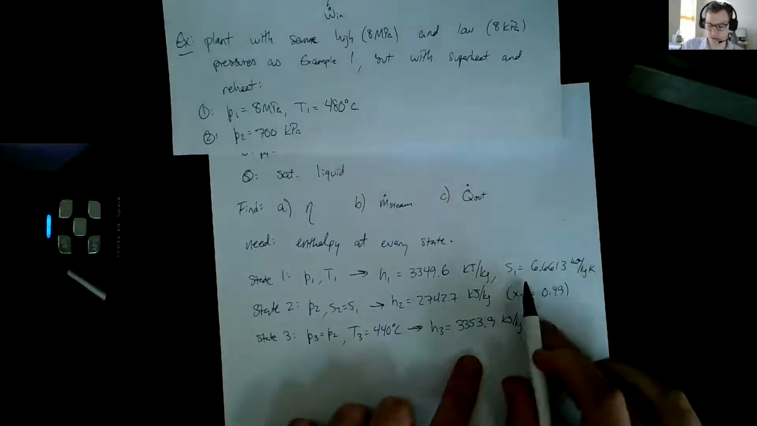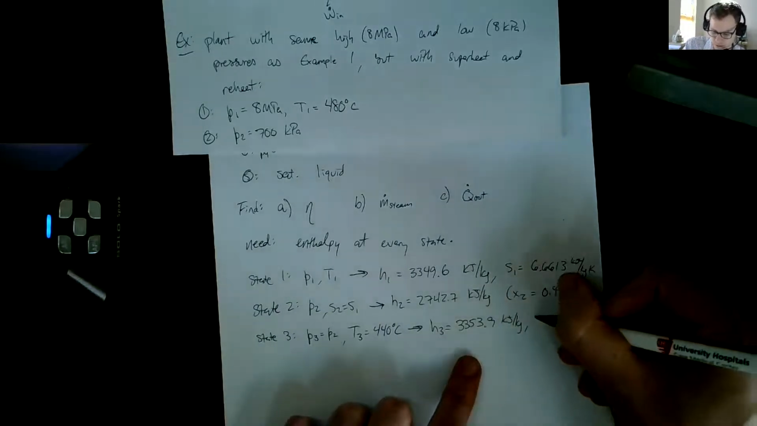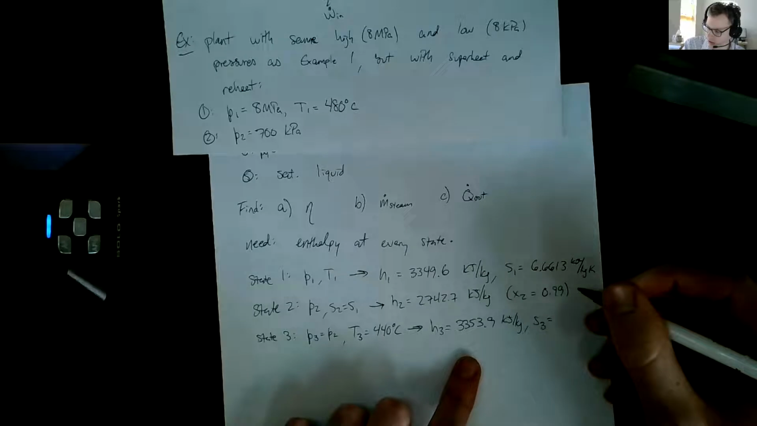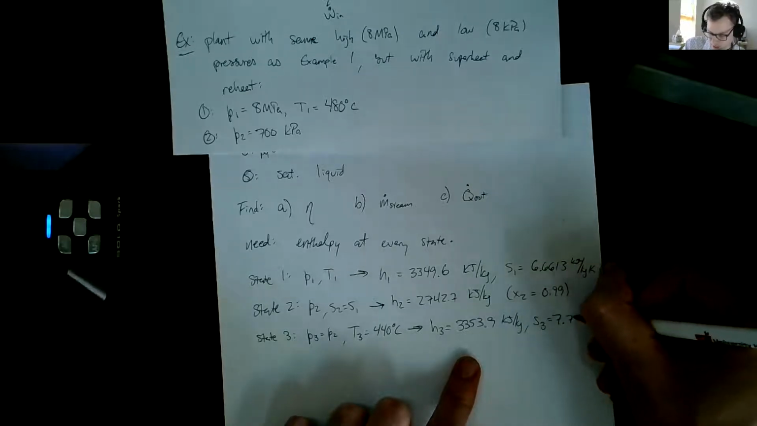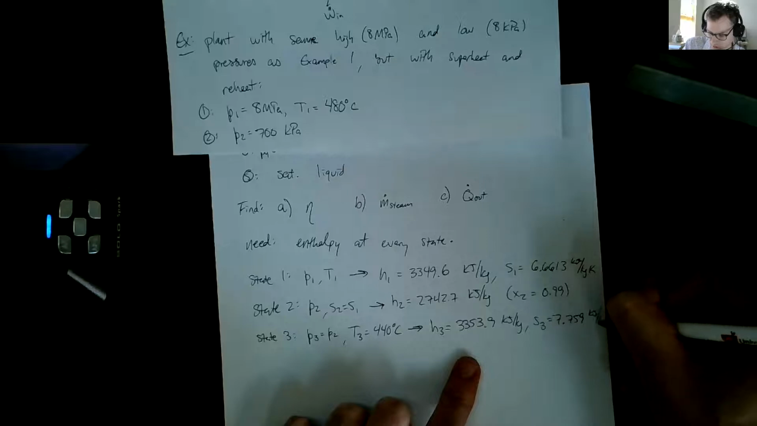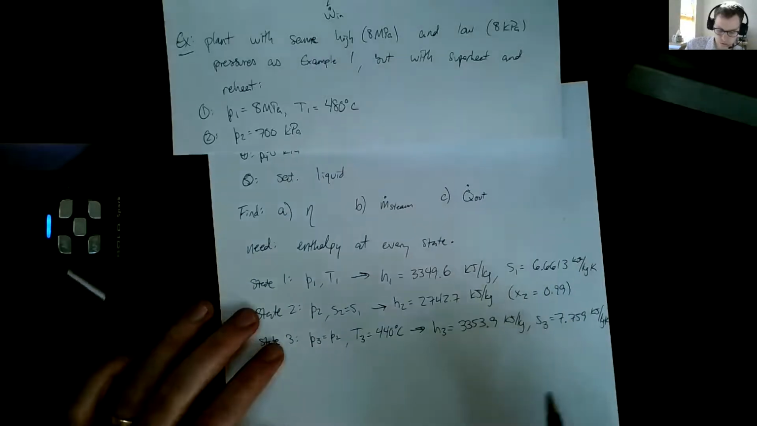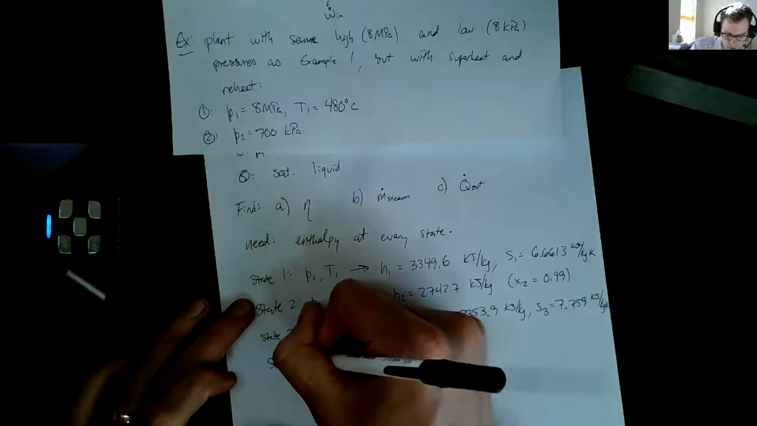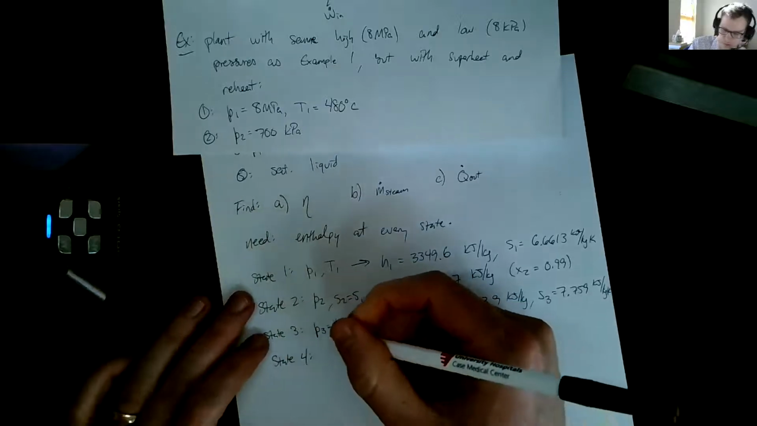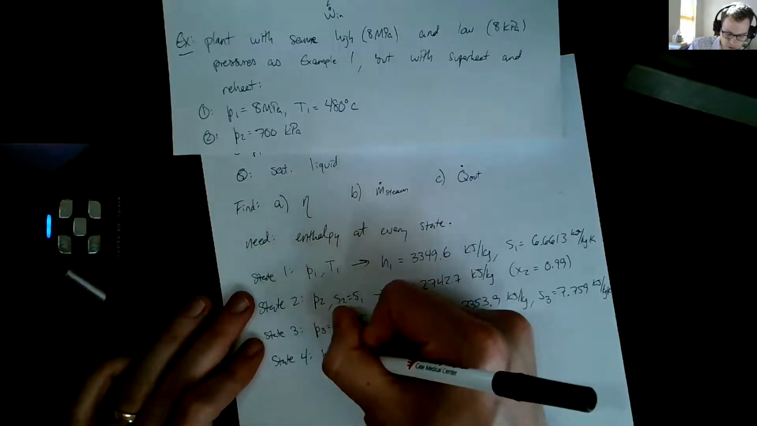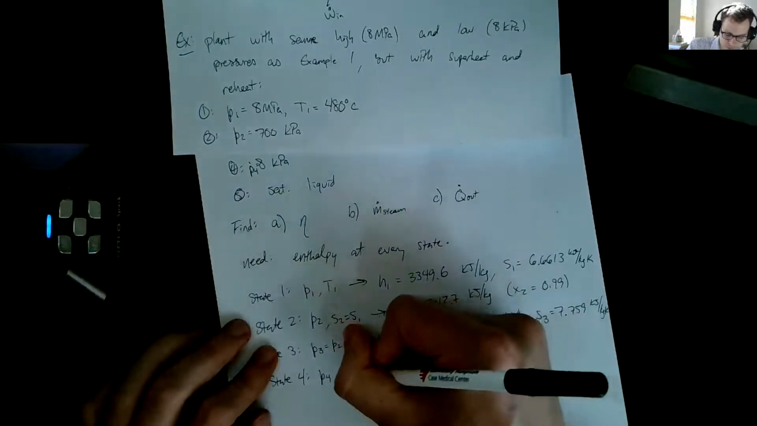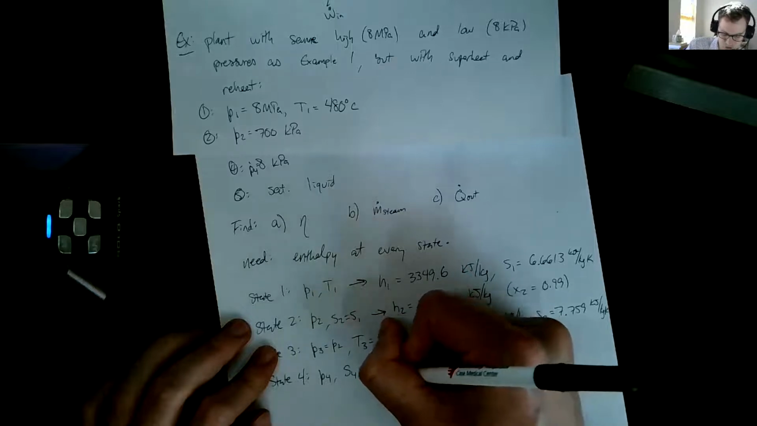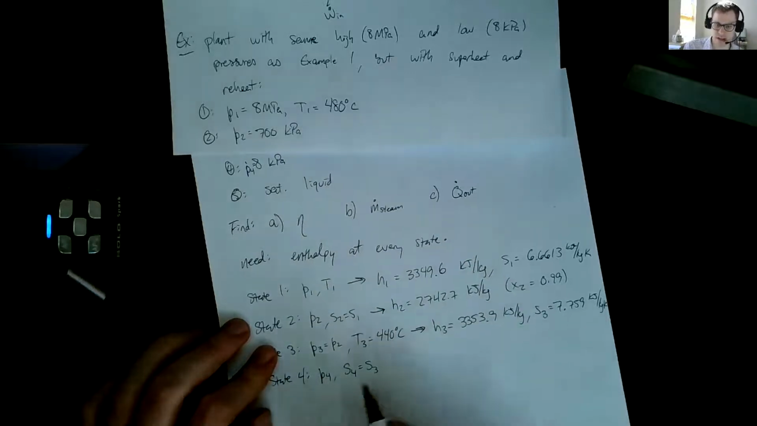And so just like I did before, I'm going to need the entropy. So I'm going to write that down just in anticipation of needing it. 7.759 kilojoules per kilogram Kelvin. State 4, I'm given P4. That's 8 kPa. And because I have an ideal turbine, S4 equals S3. So I have pressure and I have entropy.